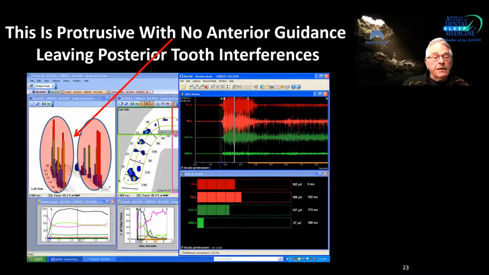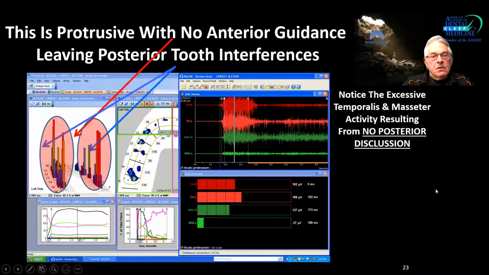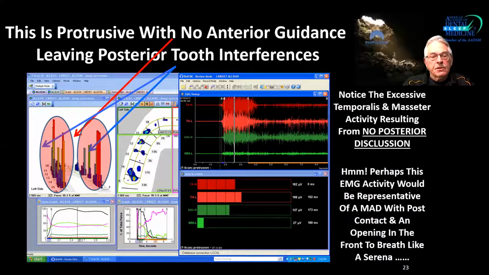Actually, this patient has been orthodontically treated three times. They've been unable to keep the anterior open bite closed. I wasn't involved in this orthodontic situation, but I mean, hello, take a look at the muscles, see what's going on there. The only thing I'm trying to demonstrate here is that these teeth back here are definitely touching, and this is in protrusive. So there's excessive temporalis and masseter activity from no posterior disclusion.